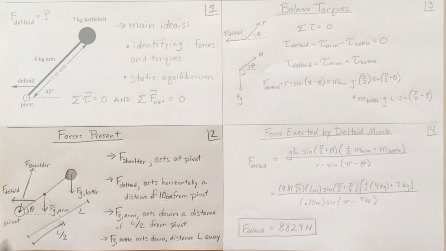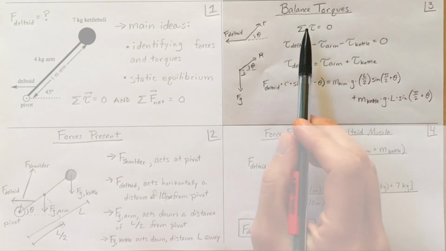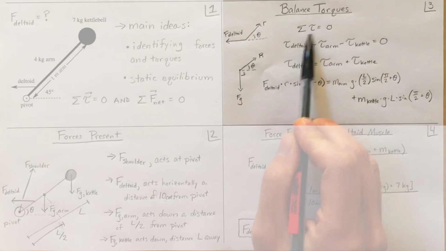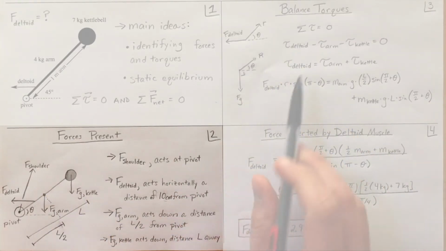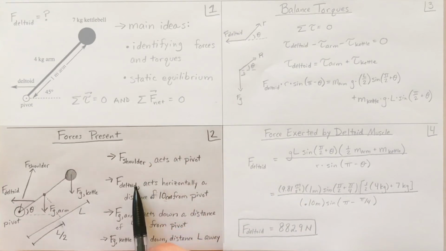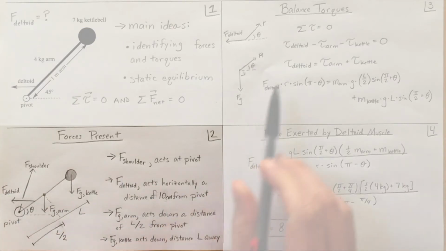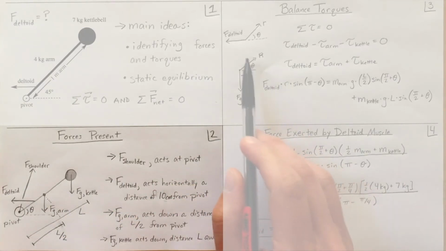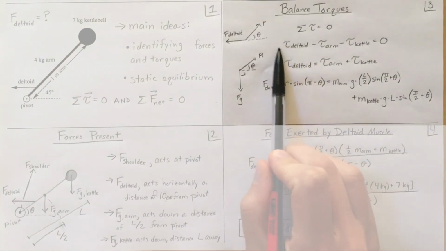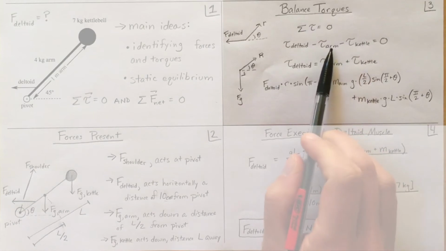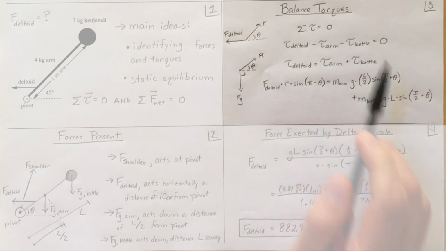The next step is to sum all of the torques that are present in this situation. The forces that supply a torque are the deltoid force, the force of gravity on the arm, and the force of gravity on the kettlebell. The shoulder force does not apply a torque because it's acting at the pivot point. So, the three torques that are present are the torque from the deltoid force and the two torques from gravity acting on the arm and the kettlebell.